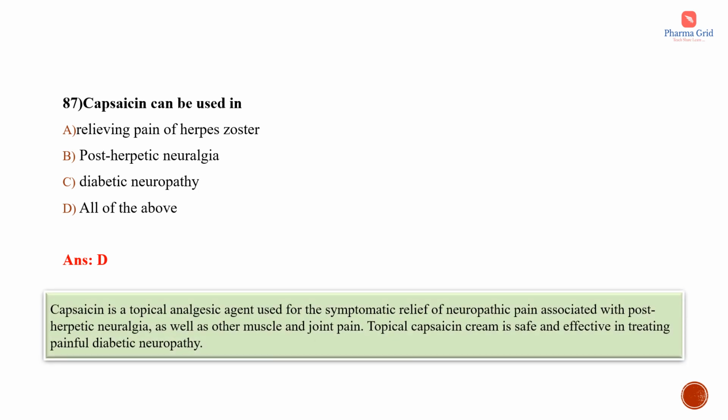So this capsaicin is a topical analgesic agent used for the symptomatic relief of neuropathic pain associated with post-herpetic neuralgia as well as other muscle and joint pain. Topical capsaicin cream is safe and effective in treating painful diabetic neuropathy.